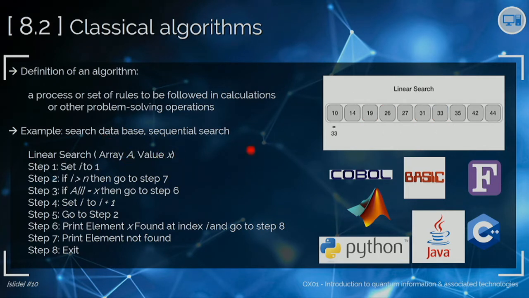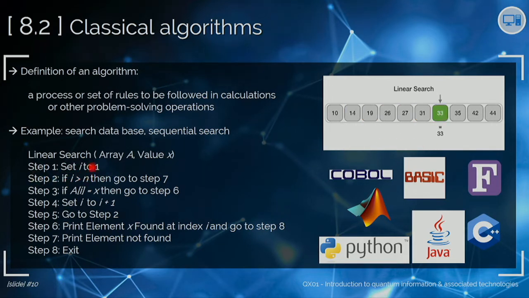where you have an array A, and you want to look for the value X. So in this case, the array is about 10 numbers, and the actual number you want to look for is 33. If you were to write this in some form of computing language, it would look like this.